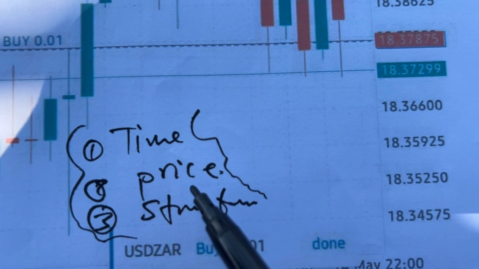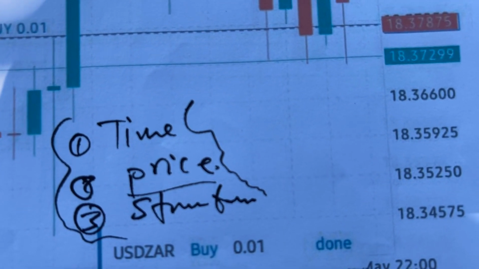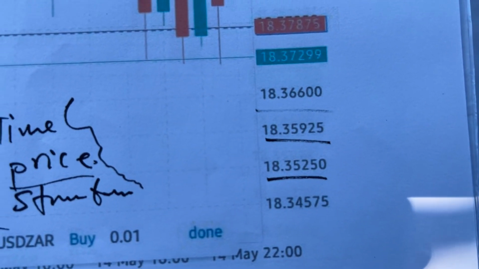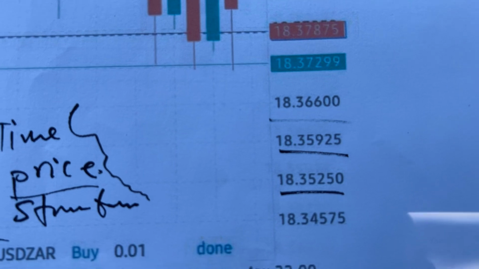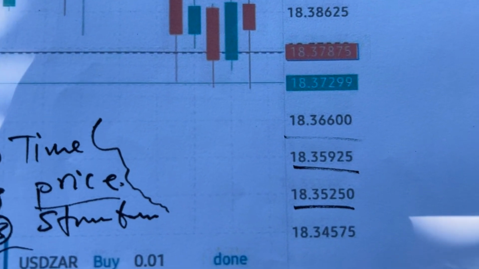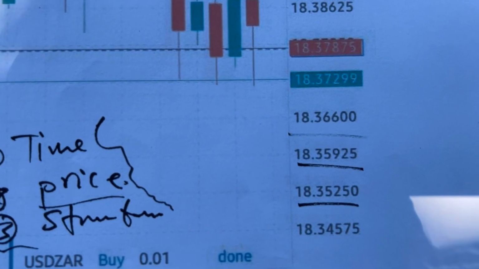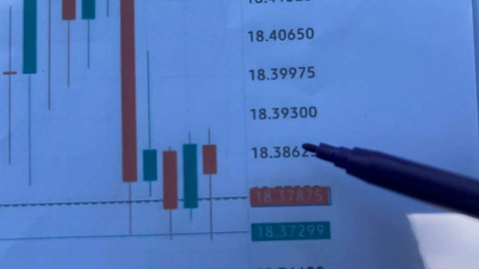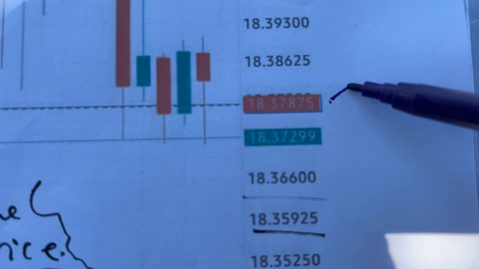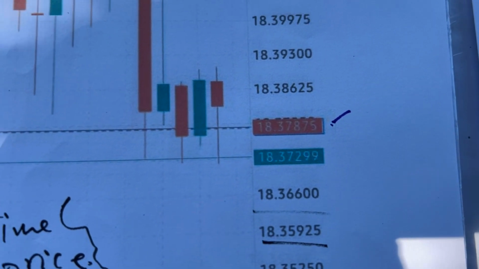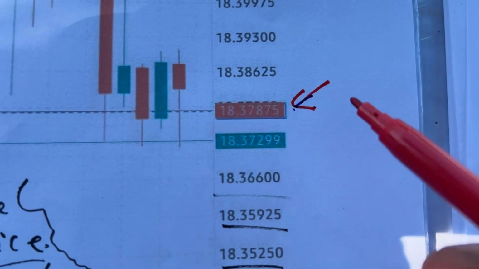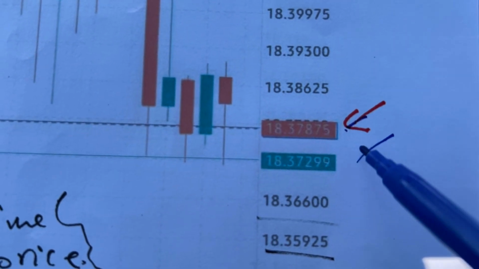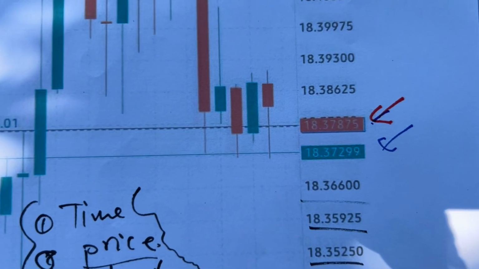Now, price. When we're looking at price, we are looking at this price. We have so many prices that we can look at on the market, the graph or the chart. When you're trading, we have this many prices here. You can see that we have this red price here. Let's pinpoint that red price so that you can see it. This red price that we have over here. And also we have this green price over here, that you can see, right?